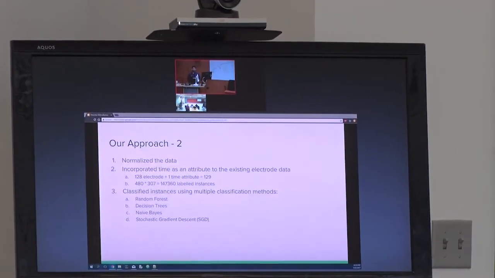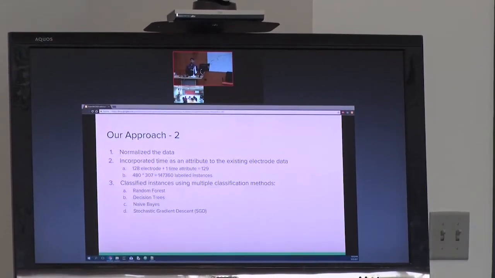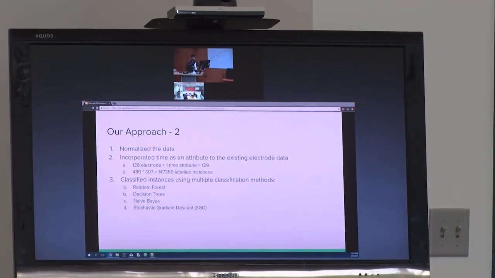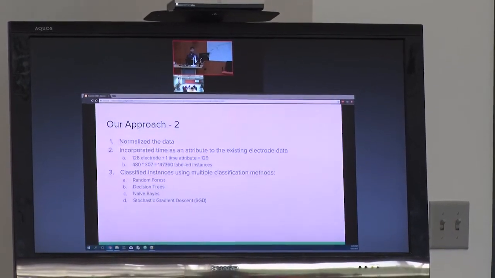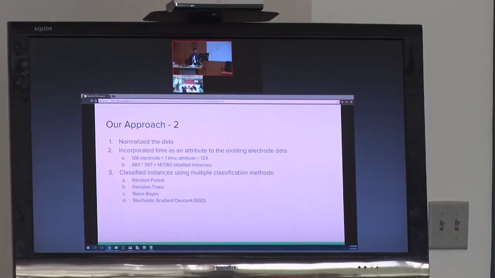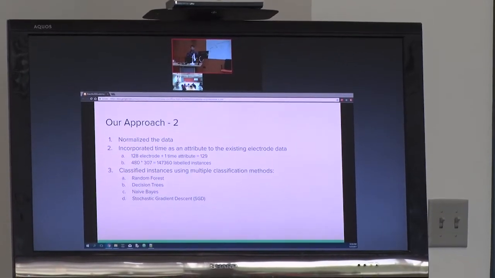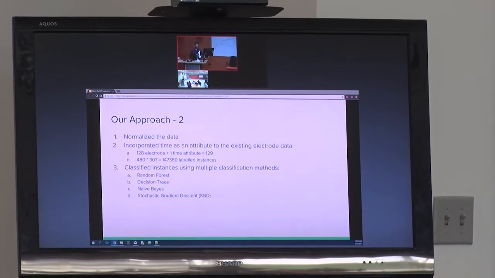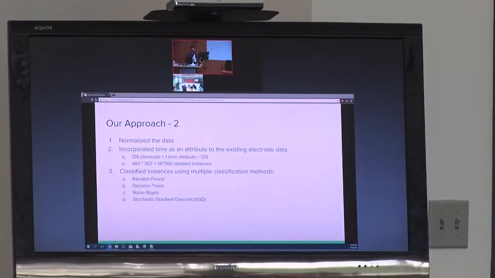Now we tried using four different classifiers. We started with a random forest, and we also used decision trees, a naive Bayes, and a stochastic gradient descent classifier. Most of it was done using scikit-learn in Python, and we also did cross-validation for each of these.